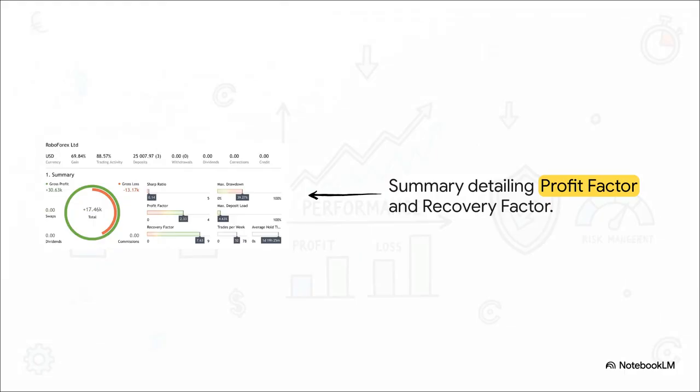And when we dive into the efficiency metrics, we get some really compelling context. We're seeing an 88.57% trading activity rate, which averages out to about 52 trades a week. It boasts a profit factor of 2.33, meaning for every unit of currency lost, it generates 2.33 units in profit. Plus, the recovery factor is sitting strong at 7.63, which mathematically proves its capacity to bounce back from historical drawdowns.